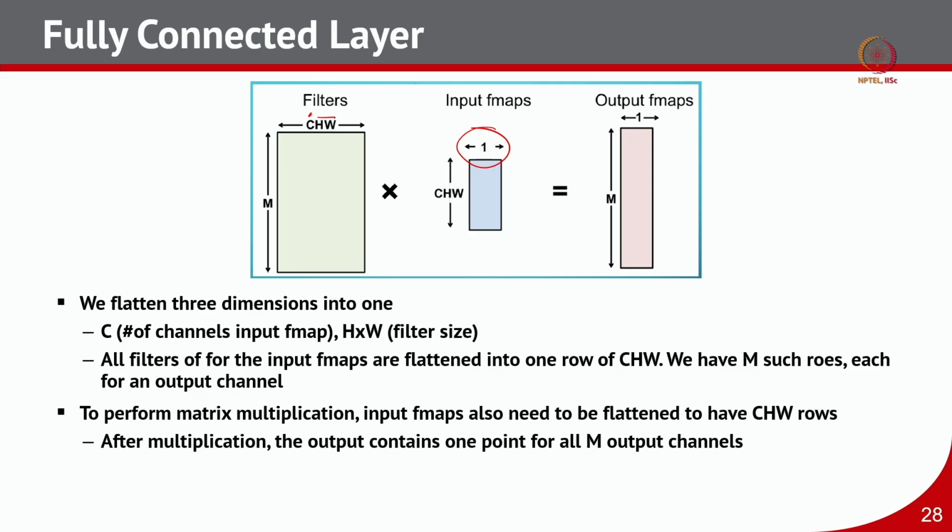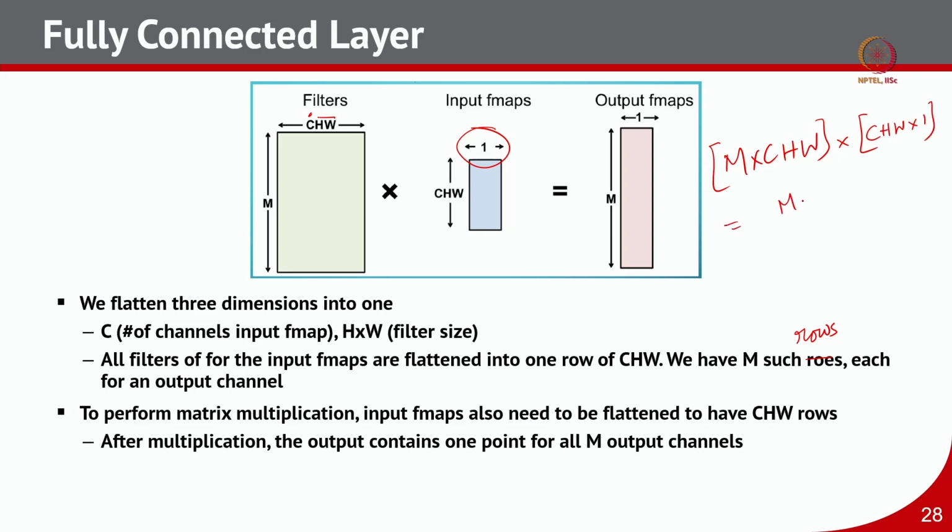Remember, we have M filters. If we have multiple filters, then each of the flattened filters will go into one row, right. So, we have M such rows. There is a typo here. So, we have M such rows, each for an output channel, right. So, if we multiply these two matrices, M by CHW, this gets multiplied by CHW by 1.